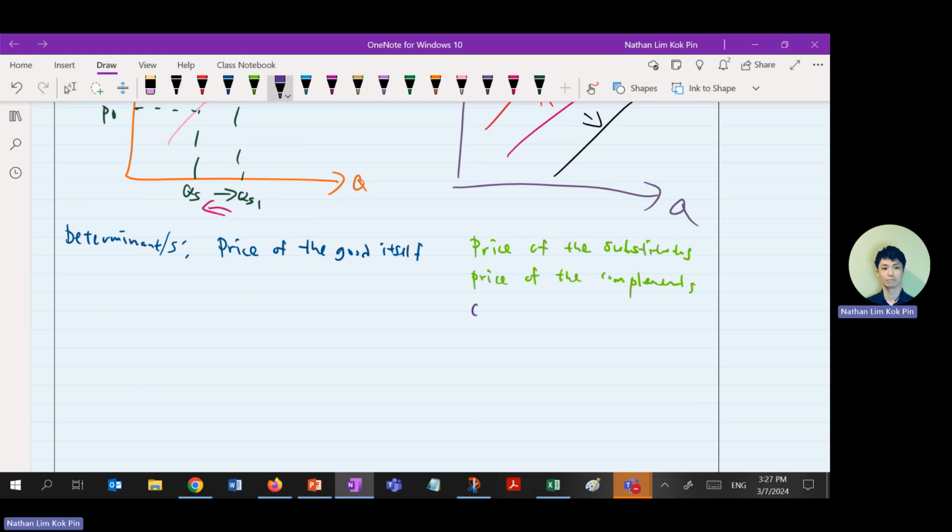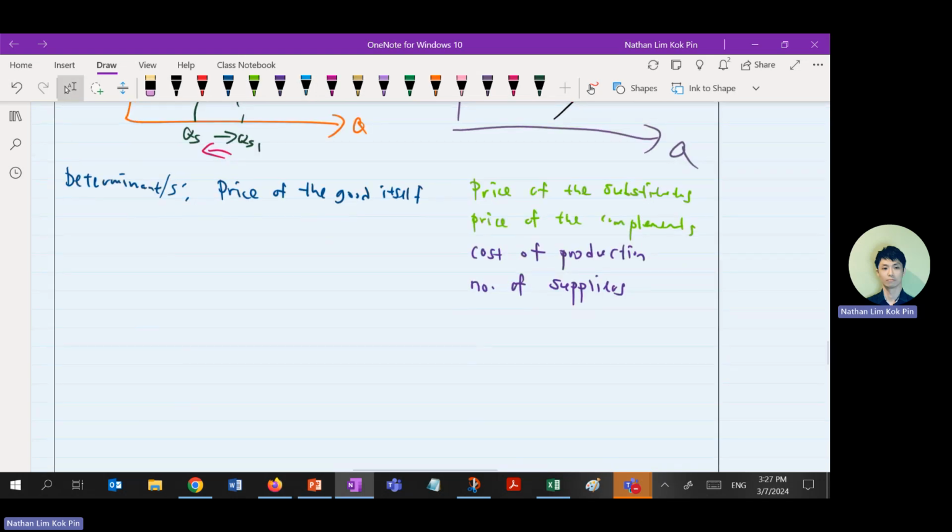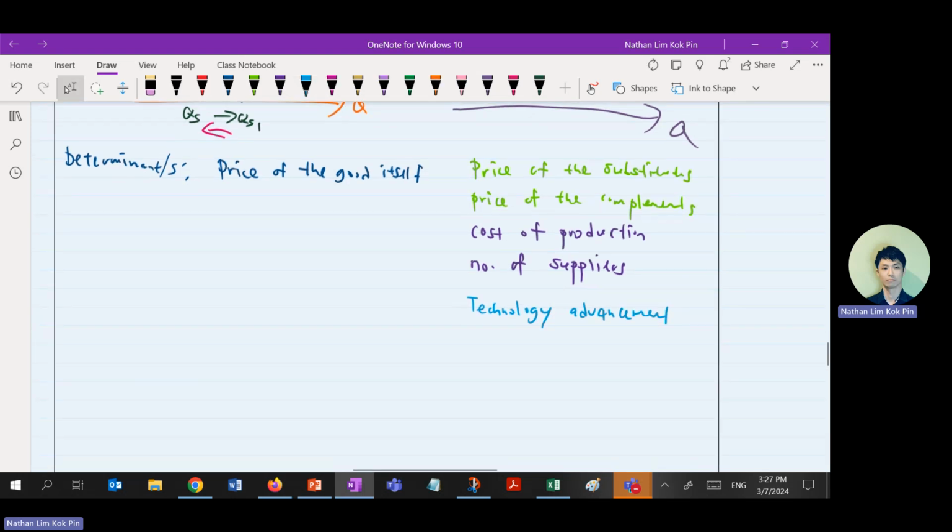So other than that, we have the cost of production. Okay, we have the number of suppliers. We have the technology advancement. We have the government policies. Government policies can be further broken into two.